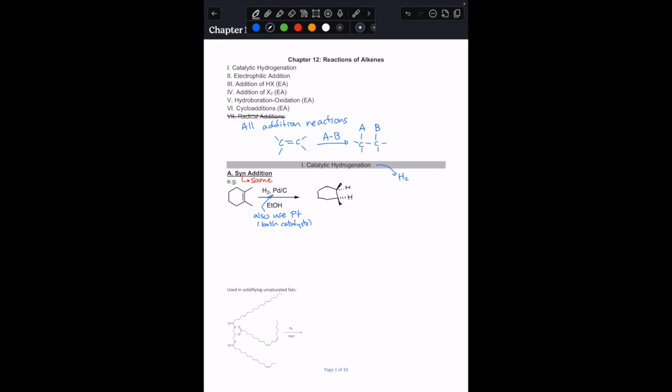Now, you might wonder, they add from the same side, but how do you know it's from the back side? Well, I don't, but notice for this specific compound, it doesn't matter which face of the molecule it adds to, because there's a plane of symmetry in this product. So this is a meso compound, and for that reason the stereochemistry, or the facial selectivity, doesn't matter. But if there was no plane of symmetry here, the product would be racemic.